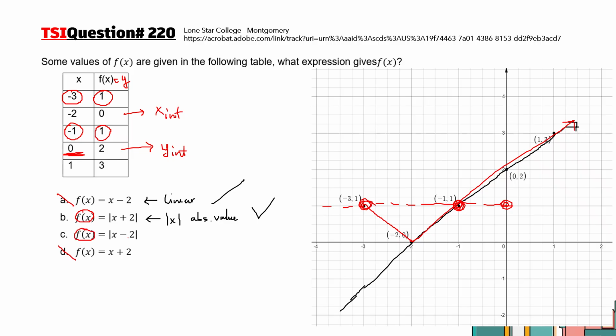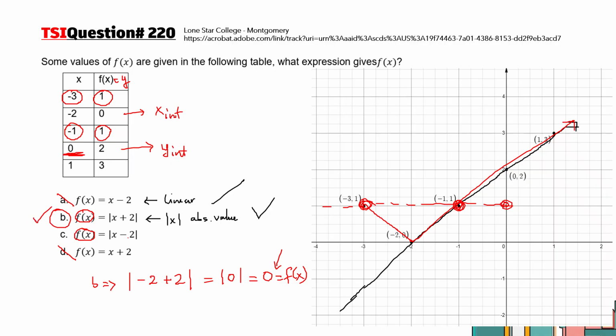So which one will make f of x equal 0 when you plug in negative 2 inside? So for B, you will have the absolute value of negative 2 add 2. This is the absolute value of 0, that is 0. So f of x equals 0 here. So B is the correct answer.